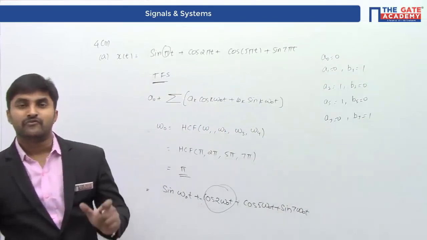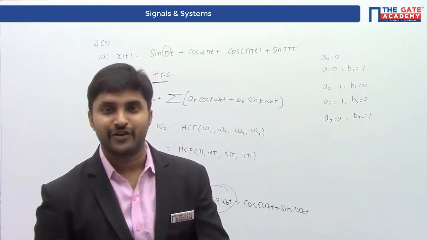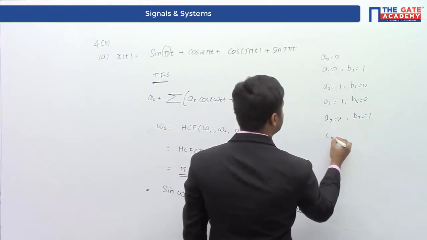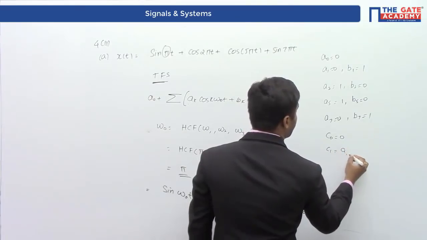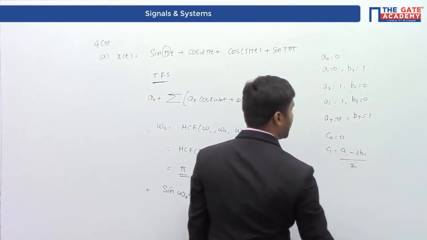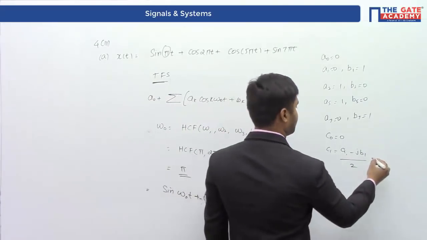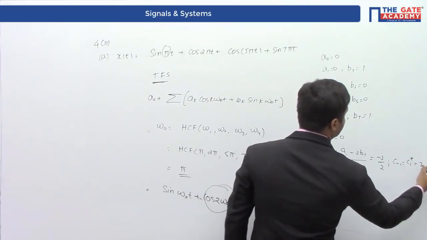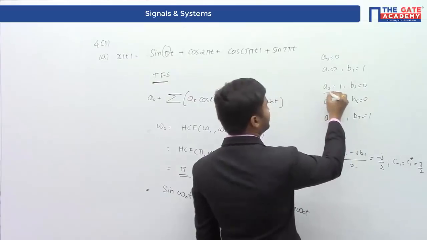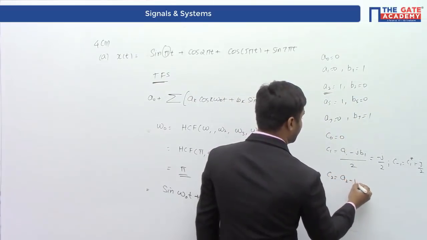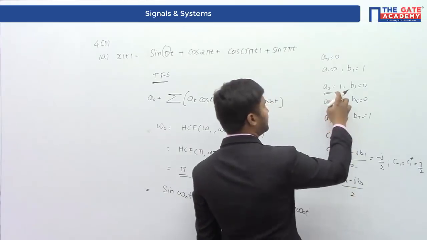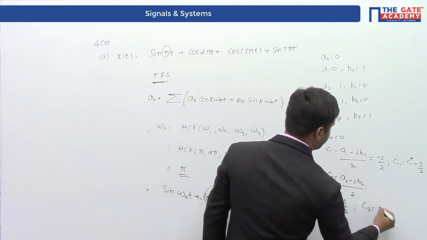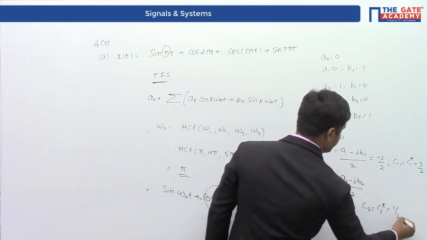But what we have to do is compute the complex Fourier series coefficients. When you compute them, of course c0 will be equal to 0. c1 will be (a1 minus j b1) by 2, which is nothing but minus j by 2. c minus 1 is going to be c1 conjugate, which will be j by 2. And then we have the second harmonic. c2 will be (a2 minus j b2) by 2. a2 is 1 and b2 is 0, so c2 is going to be 1 by 2, and c minus 2 will be c2 conjugate, which is also 1 by 2.